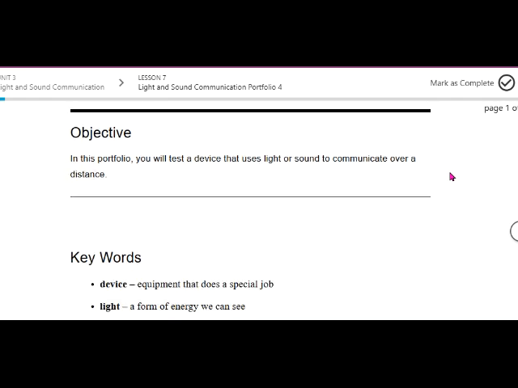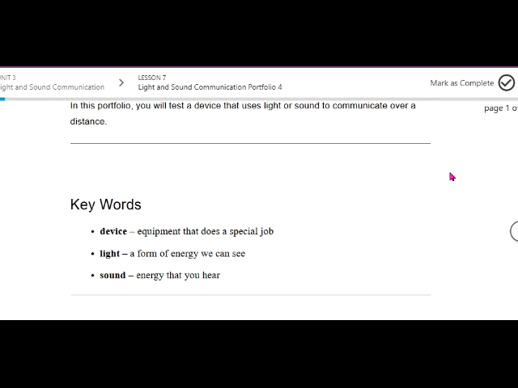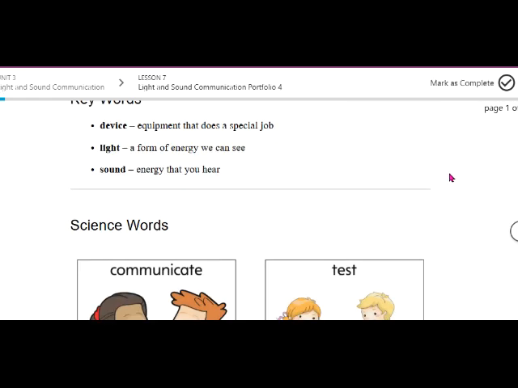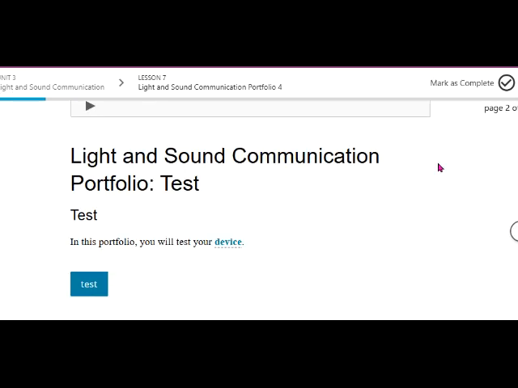All right, what are we doing? We are testing a device that uses light or sound to communicate over a distance. That's our objective. That's what we need to do. Here are those keywords. I hope we know them super well by now. We have device, which is equipment that does a special job. Light, a form of energy we can see. And sound, energy you can hear.